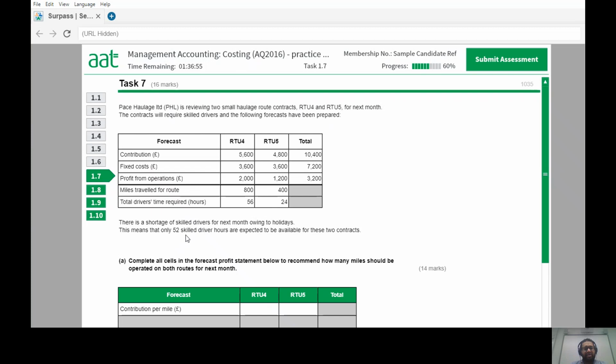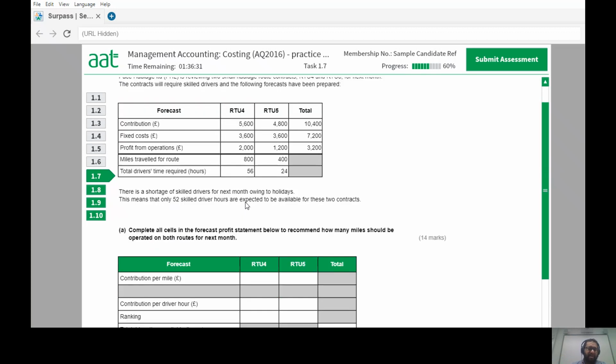So this means only 52 skilled driver hours are expected to be available for these two contracts. At the moment, we require 80 hours. So 80 hours are there to be filled, but we only have 52 hours. Therefore, one of these routes is going to be reduced or stopped completely. It depends on which one gives you more contribution per the limiting factor.